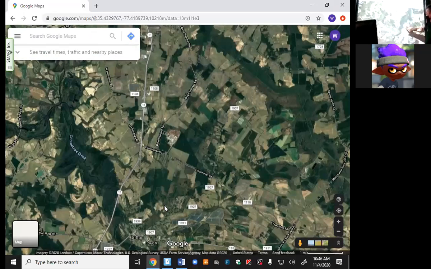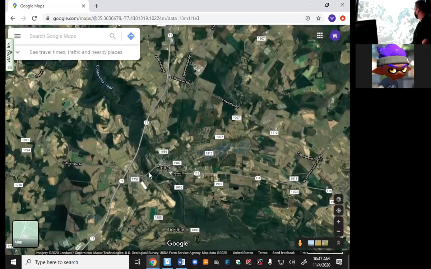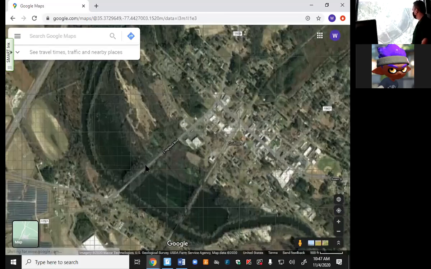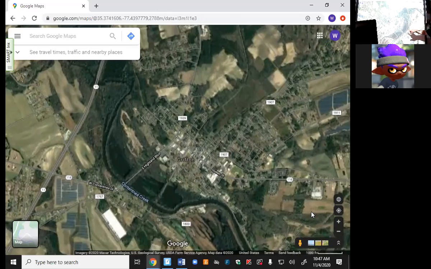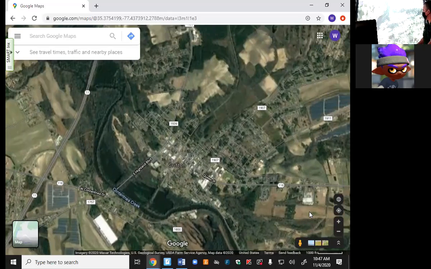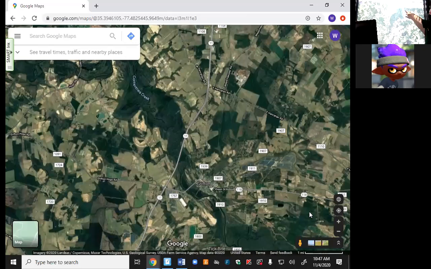All right, so here you have Grifton. We'll zoom in so we can really see what's going on. And I'm going to get rid of the labels. Okay. All right, so this is the Contentnea Creek. Zoom out just a little bit. Contentnea Creek is, like I said, a slow winding creek.